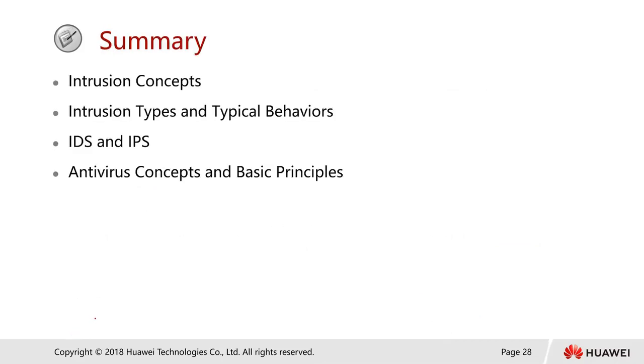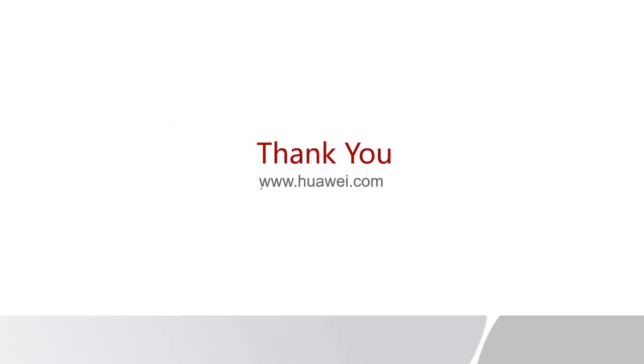The summary for this chapter is that we spoke about the intrusion concept, the intrusion types, and the typical behavior, and we spoke about IDS versus IPS. One detects without preventing, and one prevents. That means if they detect this kind of pattern, they will block the traffic, and they might also remove the virus file to prevent the user from being infected. Finally, we also spoke about the antivirus concept and some basic principles. Thank you for listening to this session.